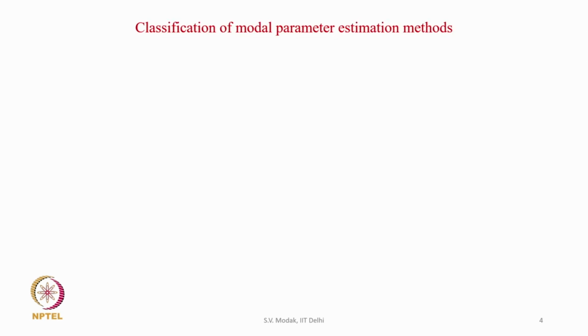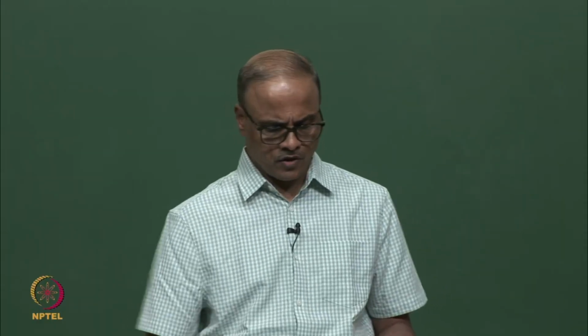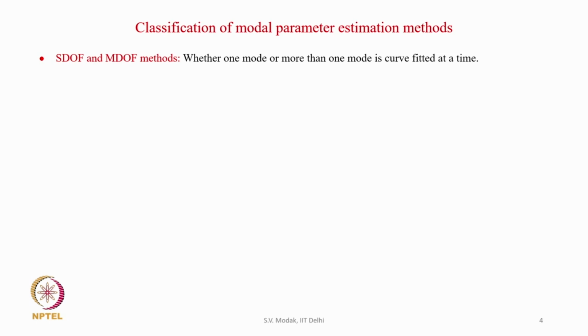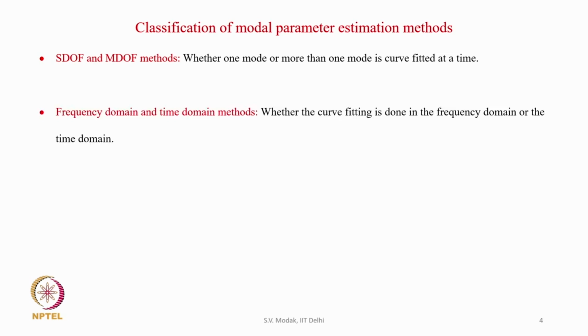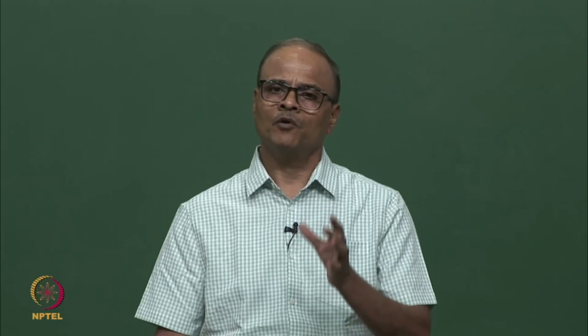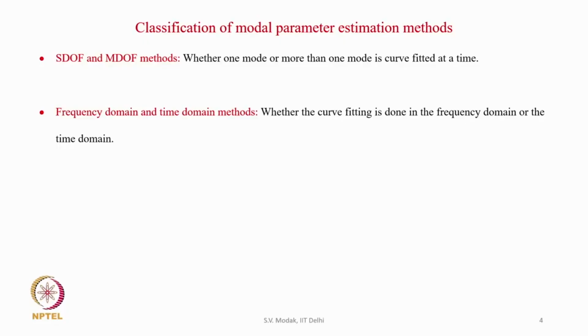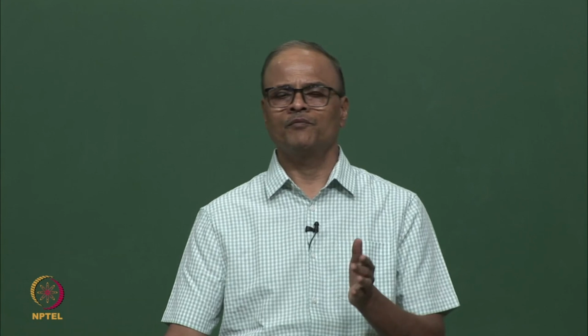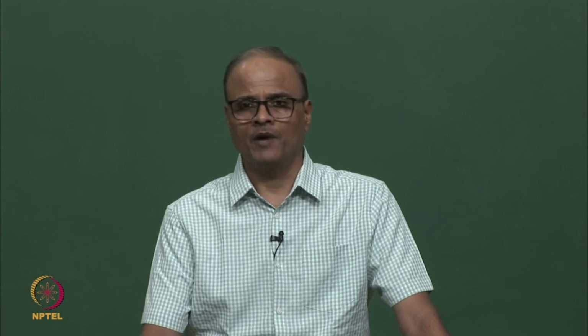So let us now classify the curve fitting methods. There are several ways curve fitting methods or modal parameter estimation methods can be classified. One of the first types of classification is single degree of freedom methods or multi degree of freedom methods. Single degree of freedom methods fit one mode at a time, while multi degree of freedom methods fit several modes in the FRF at a time. Then the classification can be based on whether the curve fitting is done in the frequency domain or time domain. The frequency domain methods perform curve fitting of the theoretical relationship of the FRF to the measured FRF, while the time domain methods perform the fitting of the relationship of the IRF to the measured IRF. Some time domain methods also enable using free responses to find the modal parameters.